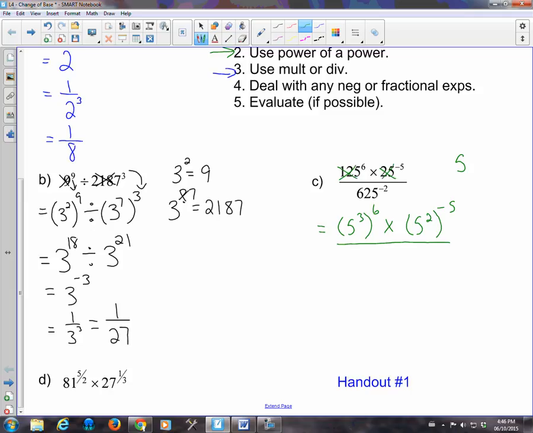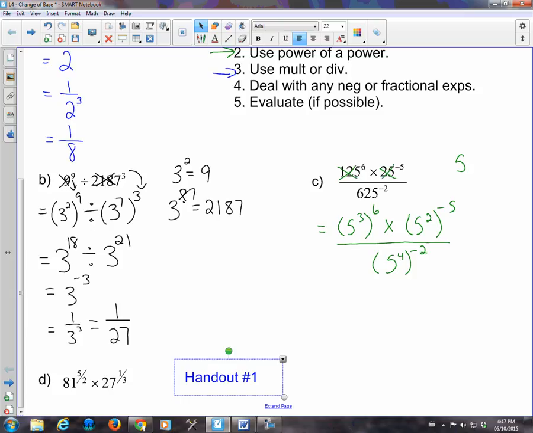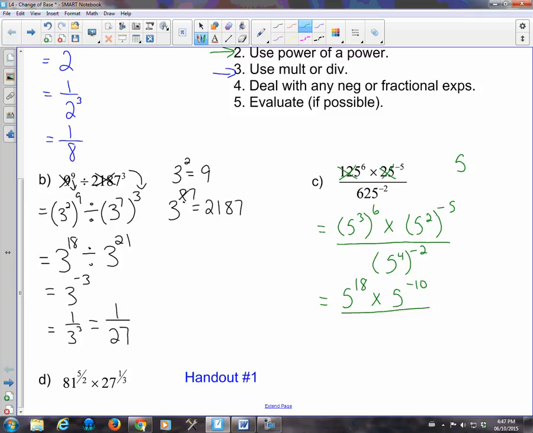We might know that 625 comes from 5 to the exponent 4, if you've done quite a few of these, and don't forget the negative 2 that was already there. So power law time. 3 times 6 is 18. 2 times negative 5 is negative 10. Over 5 times negative 8.